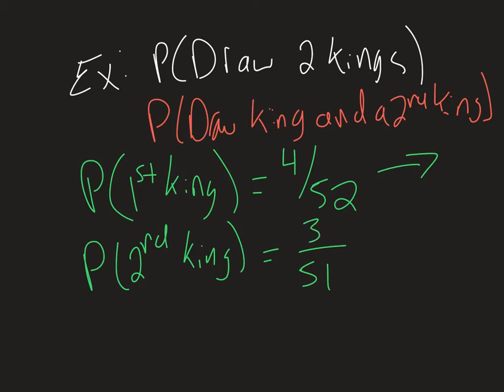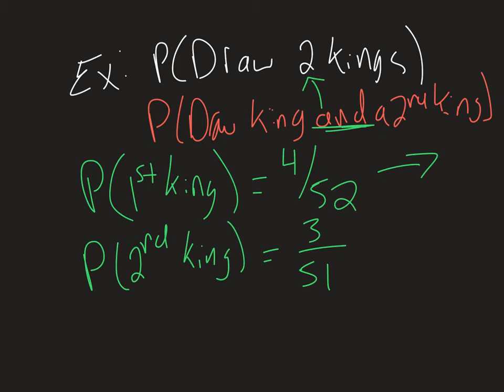And since there is technically an "and" here, even though it wasn't written in the original problem, it's implied that I want to have one king and then a second king. Sometimes you'll have to discern: is it an "and," is it an "or"? And it may not be written directly in front of you. So these are the two events.